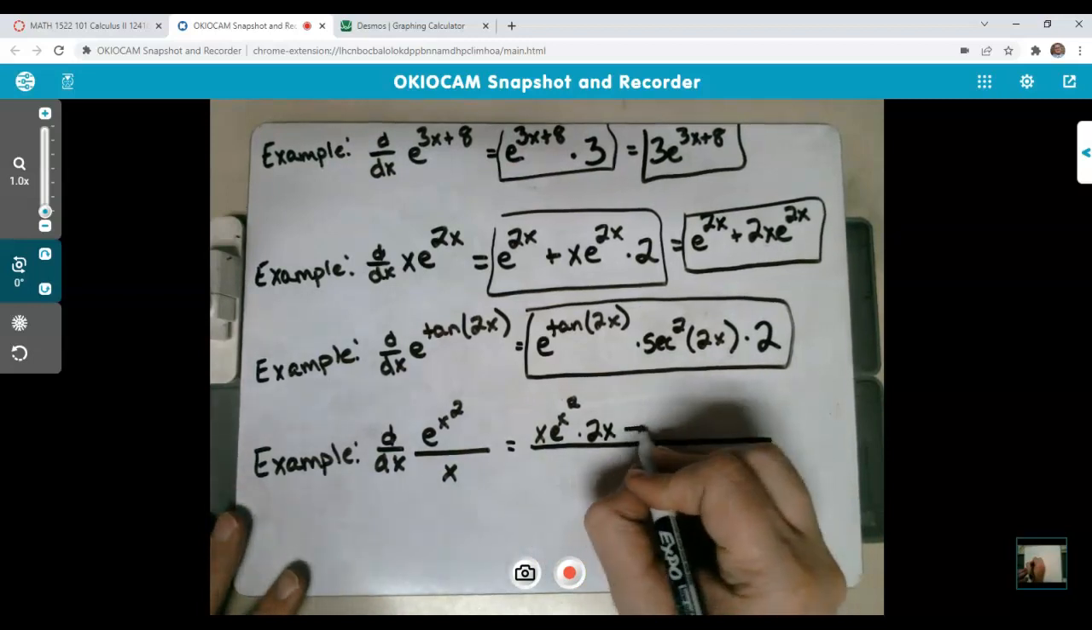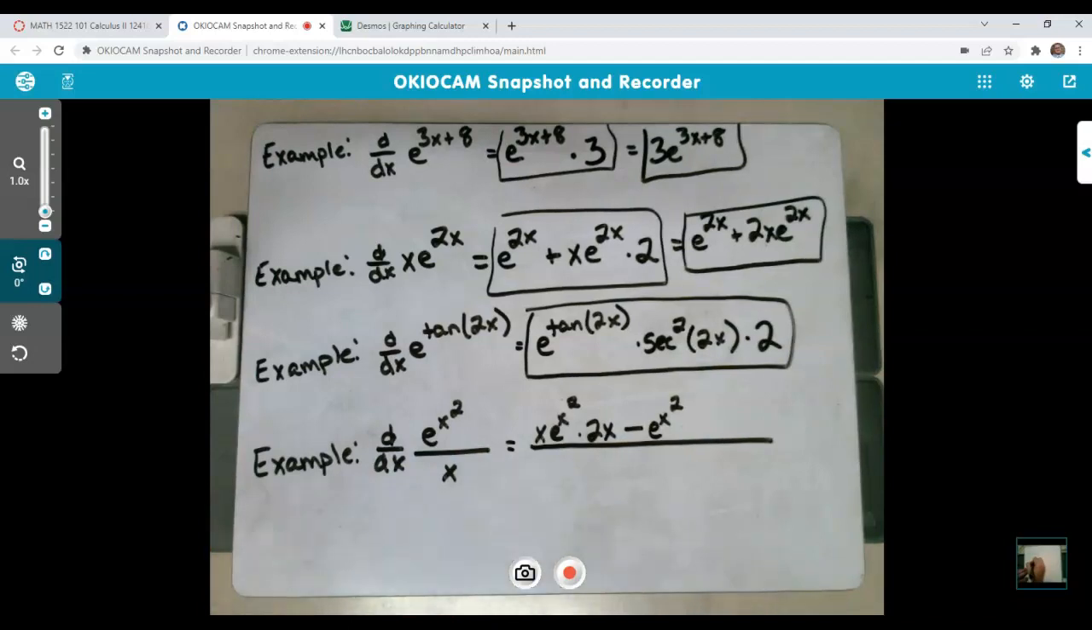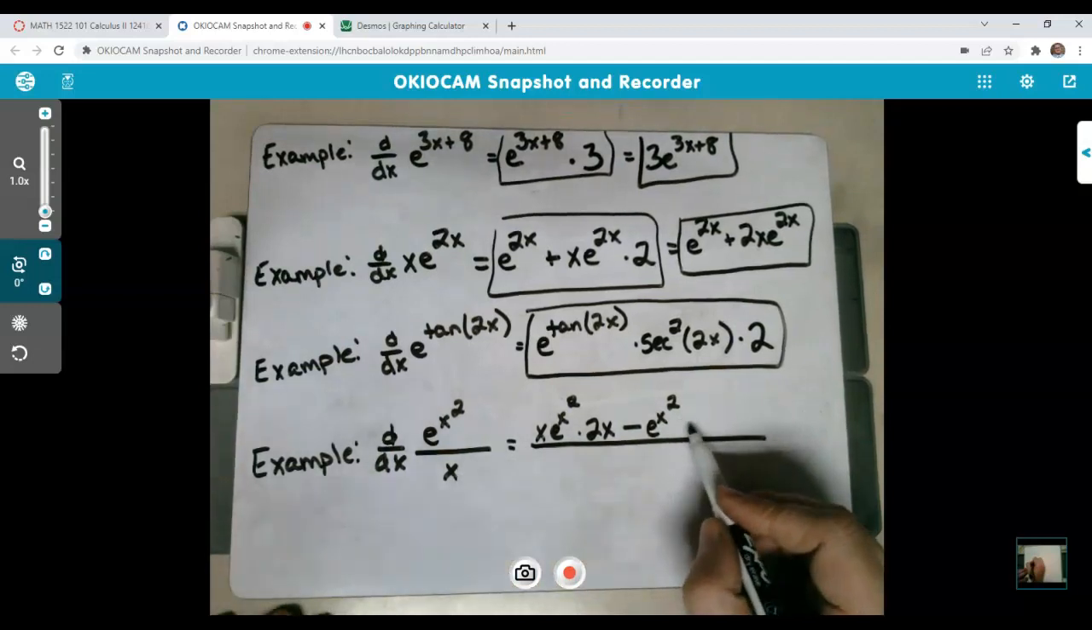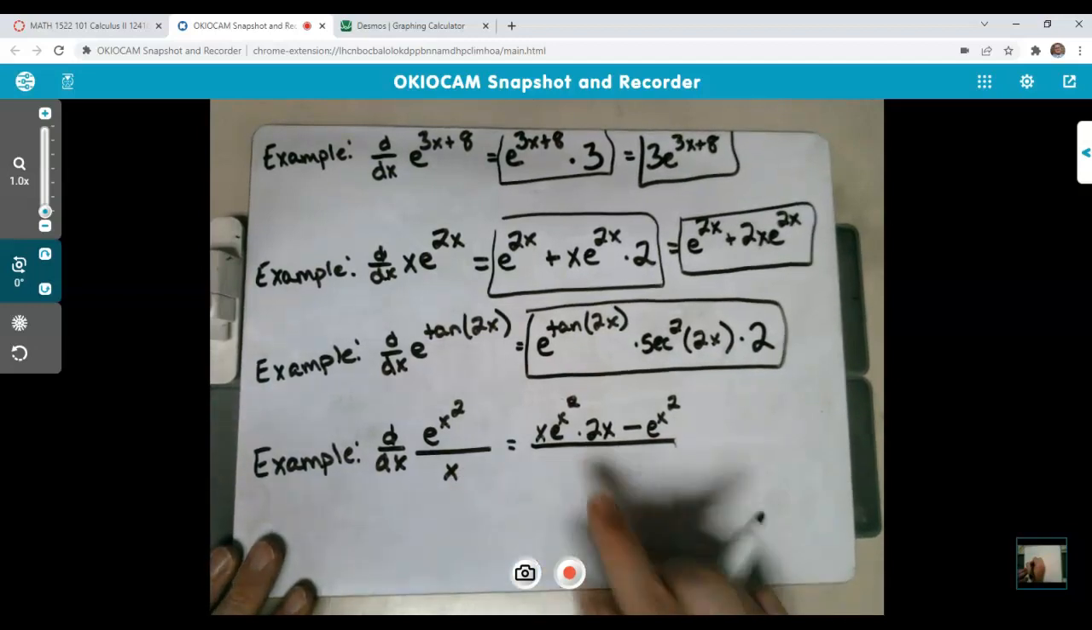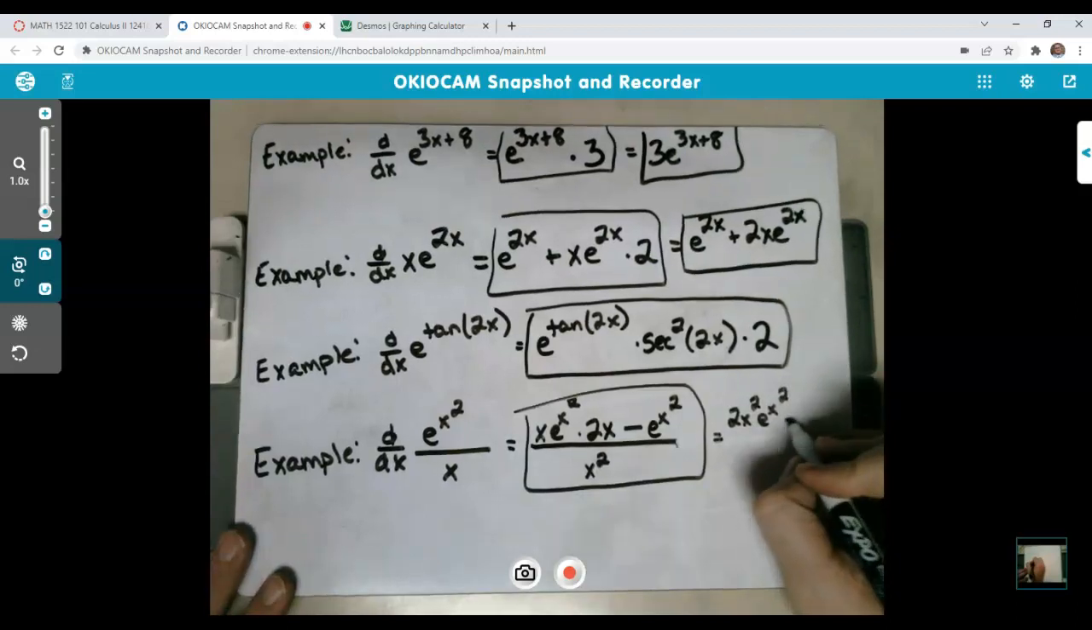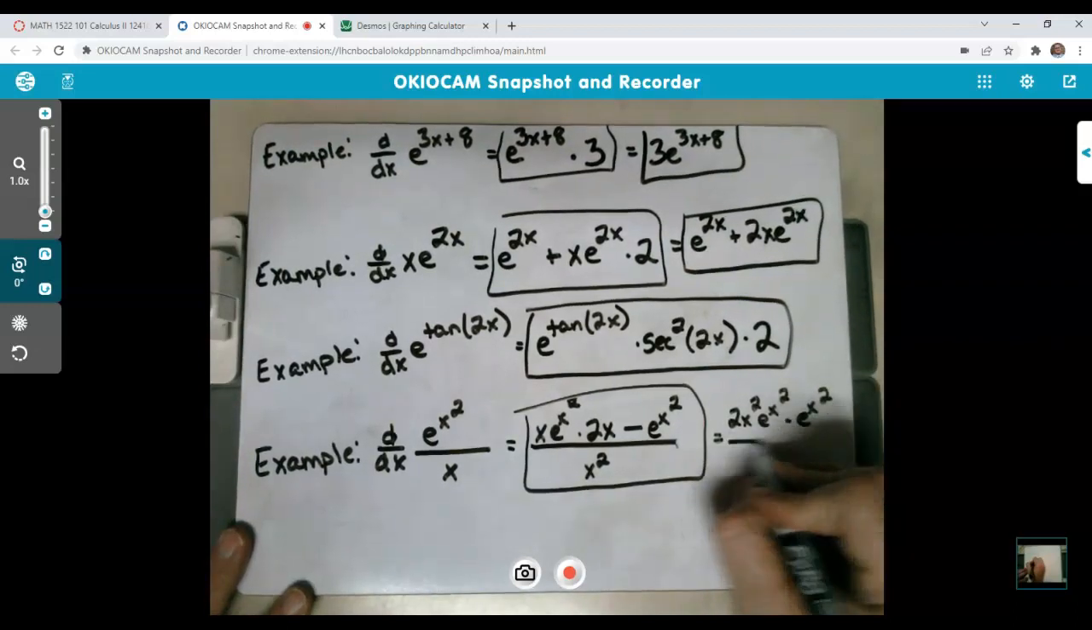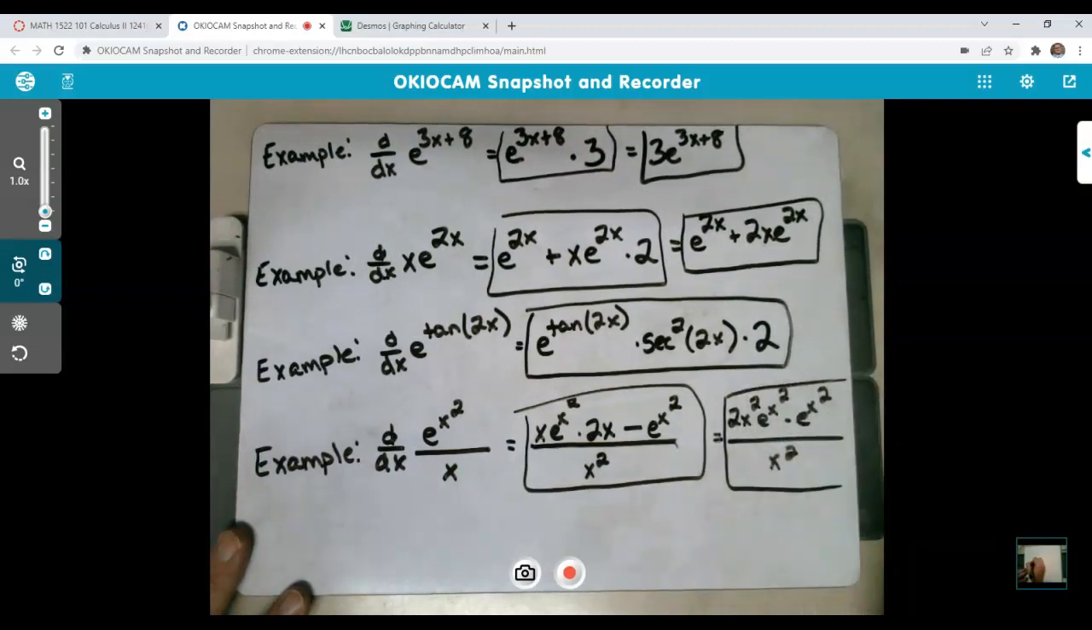And then minus high d low. So high means I'm going to leave the numerator times the derivative of the denominator, which would just be a 1. So times a 1, which I don't even have to put there, right? All of that over the denominator squared, so that's x squared. Again, you can just leave it just like this, and that's okay. If you want to try to simplify this, you would have 2x times x, so 2x squared times e to the x squared minus e to the x squared over x squared. But again, you don't have to, and that's okay. You just leave it.